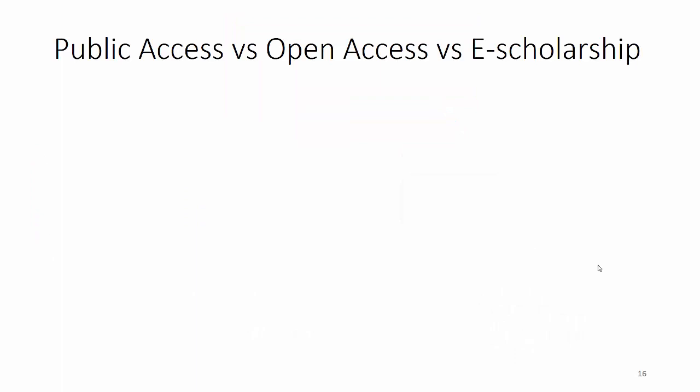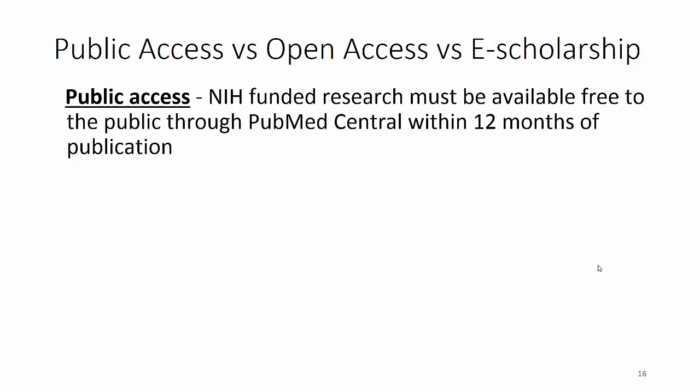So there's the idea of public access, open access, and e-scholarship. NIH is the public access, open access is a publishing model, and e-scholarship is the UC system's archive of UCSD research.